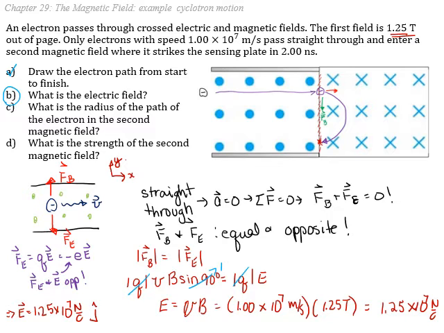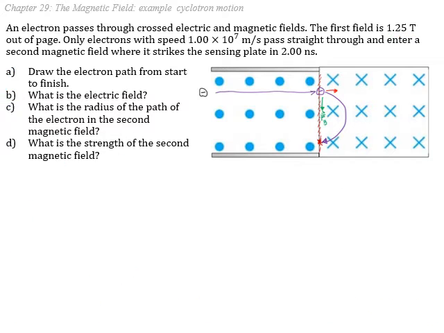Next, we'll talk about what happens in the second magnetic field. So next we can move on to part C. What is the radius of the path when the electron is in the second magnetic field? So what's going on over here? Well, we know some stuff over here. The velocity of our electron is 1 times 10 to the 7 meters per second. And we know that the time it takes is 2 nanoseconds.